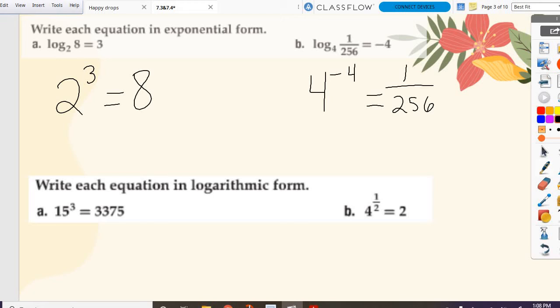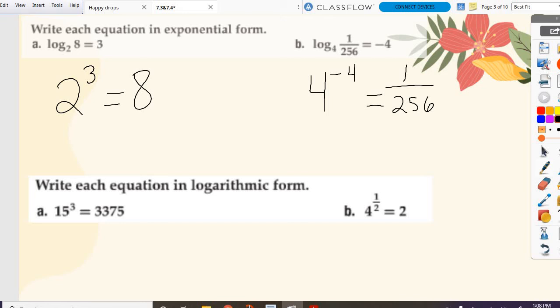Now in our second part, it's basically asking us to be able to go the opposite way. Sometimes we're going to need things in exponential form. Sometimes we're going to need to have things in logarithmic form. But we're going to need to be able to convert between the two whenever we need a specific form. So here we have 15 to the 3rd power equals 3,375. So basically we're going to work our way backwards this time.